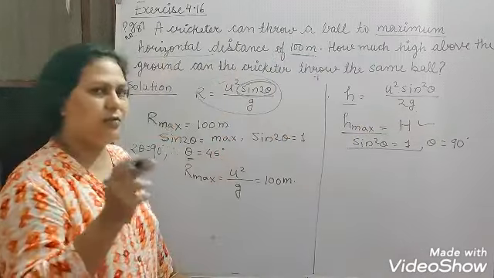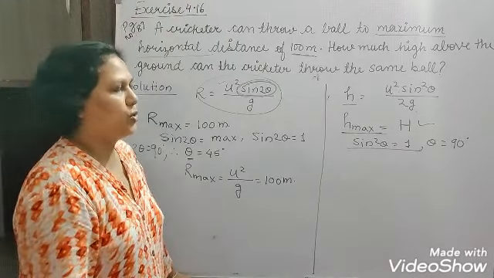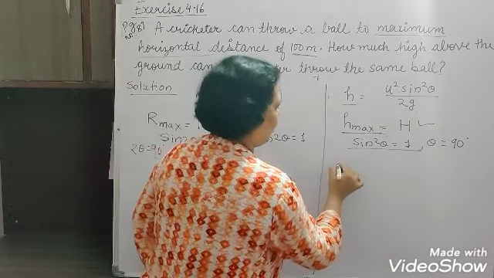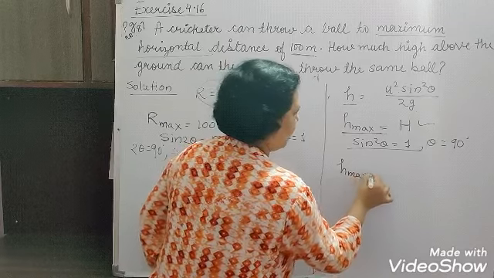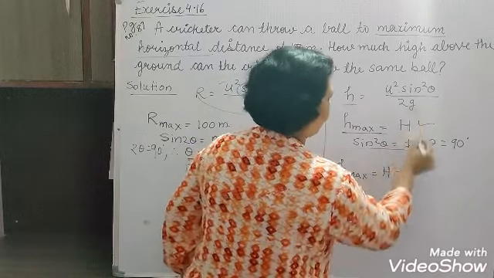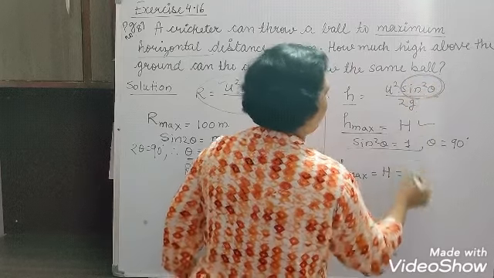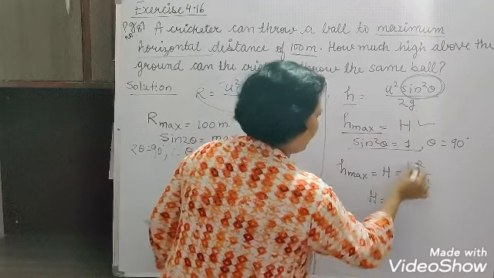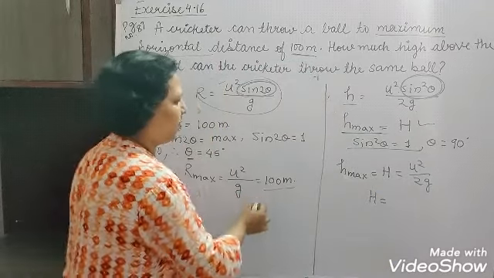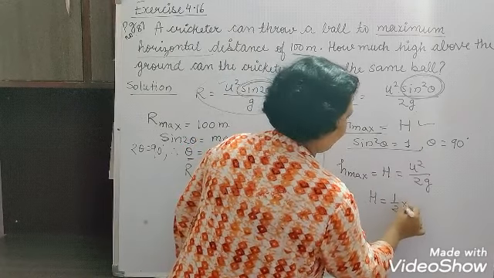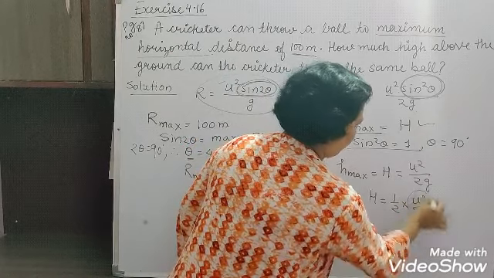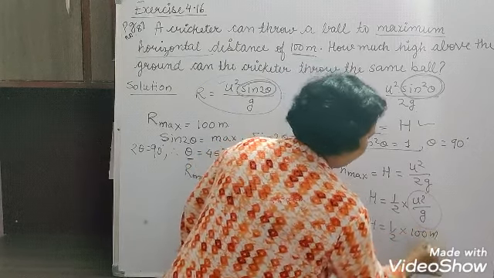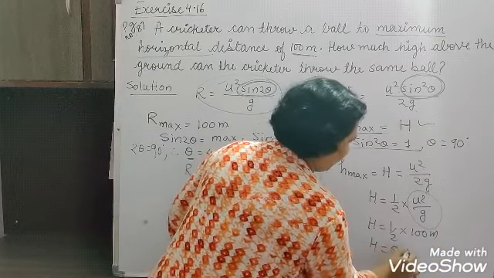That means if the cricketer throws the ball vertically upward, the ball will attain the maximum height, h max, which is equal to h. This value will become 1 here, so it is u square upon 2g. But what we have taken out here, u square upon g, is equal to 100 meter. So we can write 1 upon 2 times u square upon g, and the value of u square upon g is equal to 100 meter. So h is equal to 50 meter.